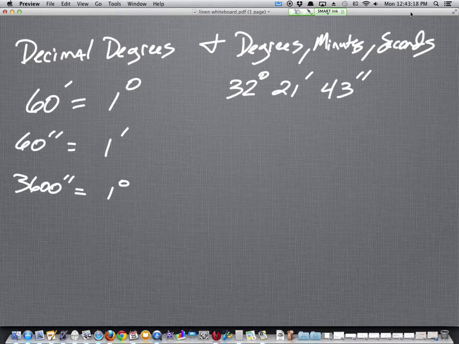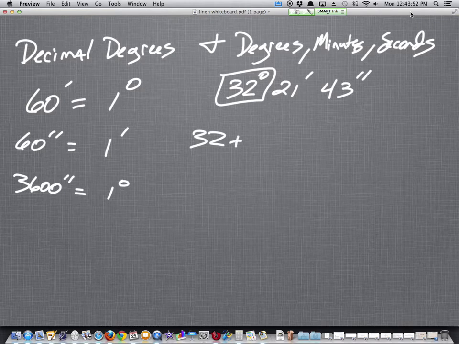Now, the degree part is always there. You never touch the degree part. The only thing that changes are your minutes and your seconds. So when I'm converting this, 32 is going to stay there. The 21 minutes and the 43 seconds are going to turn into a decimal. That's where the decimal comes from. So 32, nothing happens to 32. It stays there. All right?